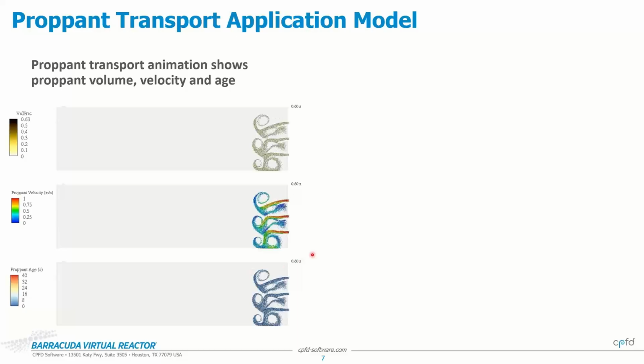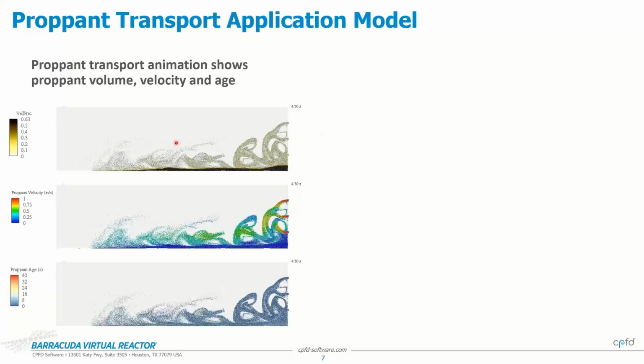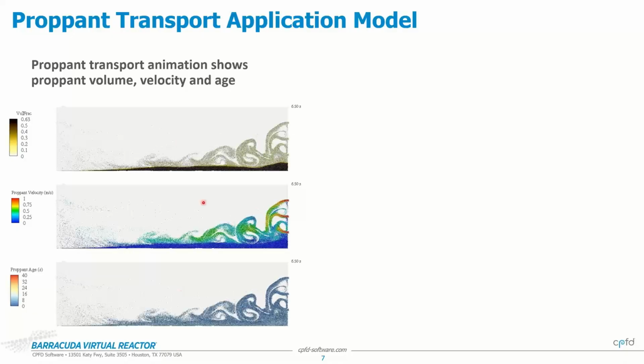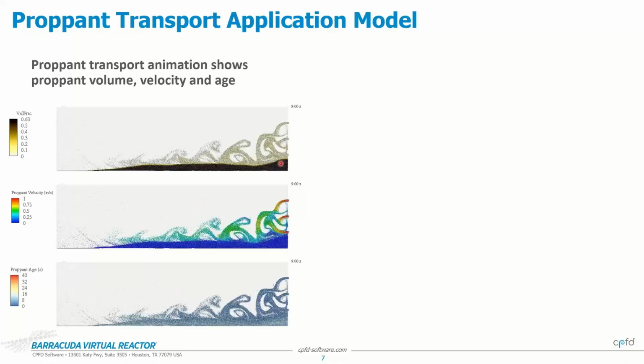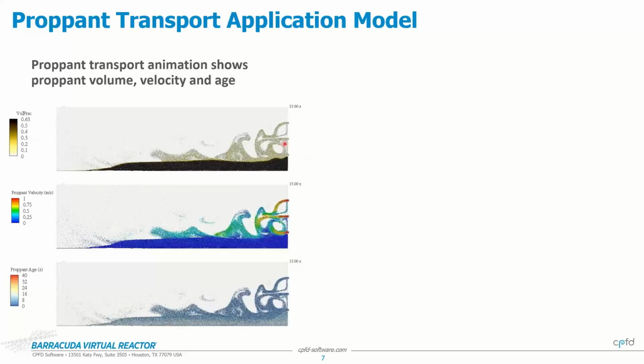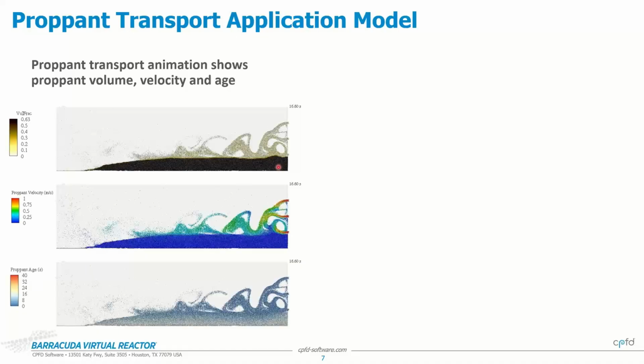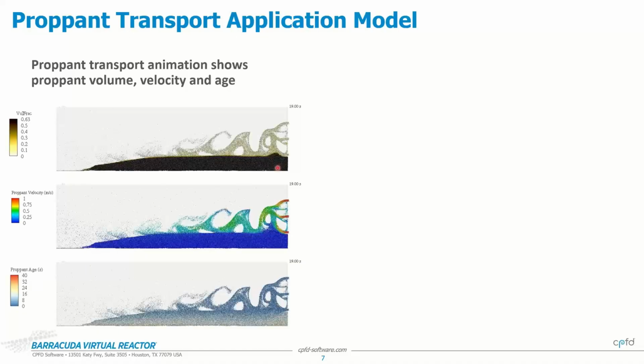Okay, so what I've got going down here is an animation. There are 3 separate videos playing down here. The first one is showing you the proppants coming in, and we're coloring these solid particles by their volume fraction. So you can see the slurry coming in, settling down due to gravity, and forming this proppant mound, a bed, essentially.